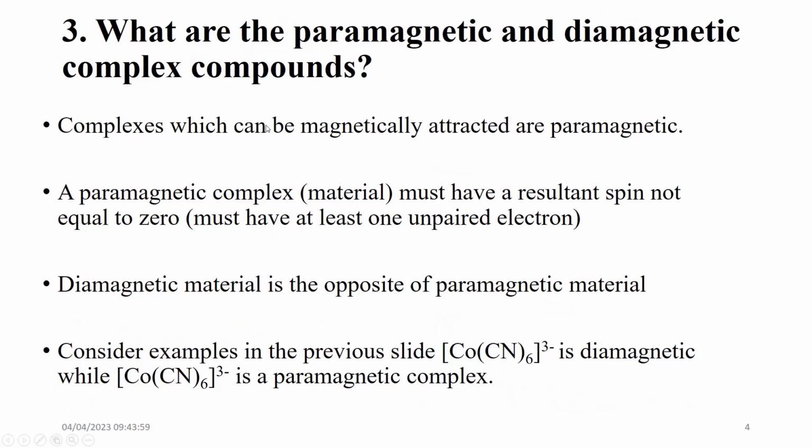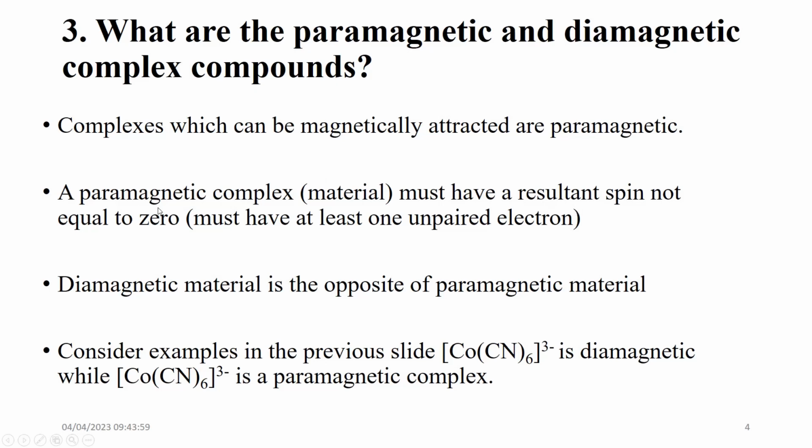Also, we have a question: what are paramagnetic and diamagnetic compounds? Actually, the paramagnetic behavior is the tendency of a substance or an object to be attracted to a magnet. So if you have a paramagnetic material, that material will be attracted to the magnet. Simply put, complexes which can be magnetically attracted are called paramagnetic. But diamagnetic will be the opposite of this concept.